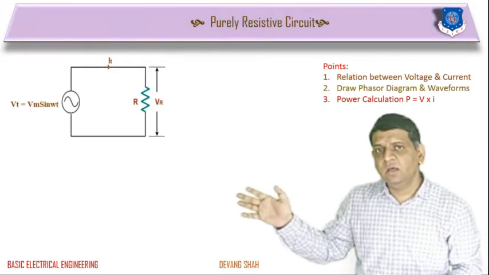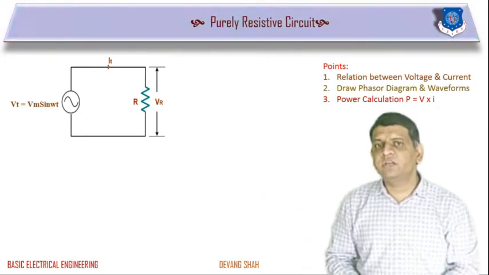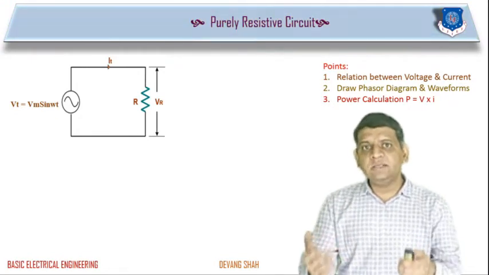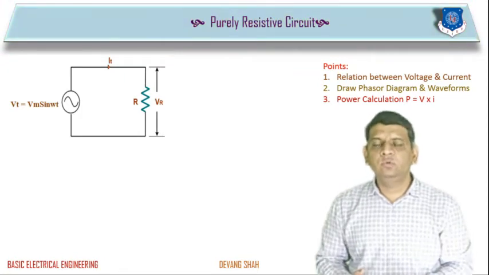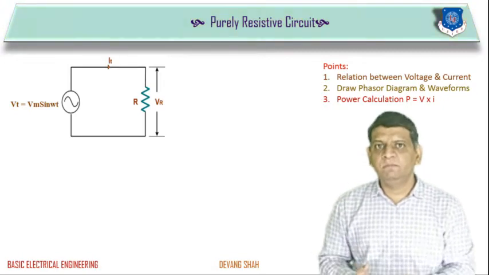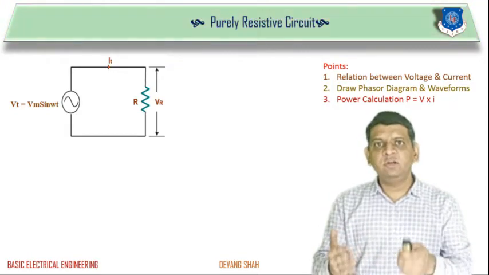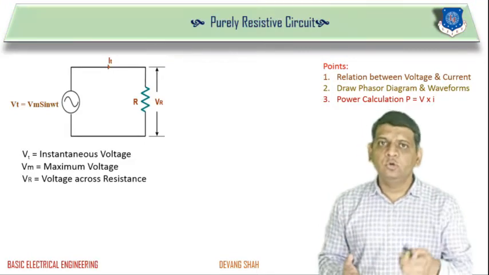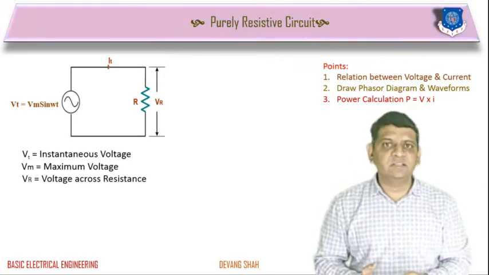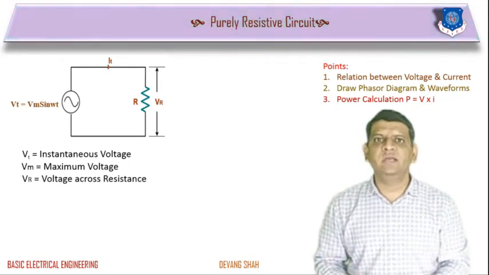As you can see, in this network there is only one resistance, to which we have applied v(t) equal to Vm sin omega t. Here v(t) equals Vm sin omega t represents the AC voltage that we are applying to the single resistance. That's why we define this circuit as a purely resistive circuit. My aim is to find the behavior of resistance when you apply an AC signal. Here v(t) is the applied voltage, VR is the voltage drop across the resistance, and Vm is the maximum value of the applied voltage, or the maximum value of the AC signal.